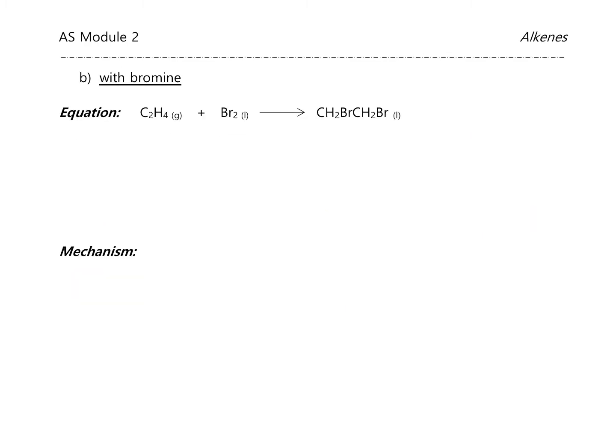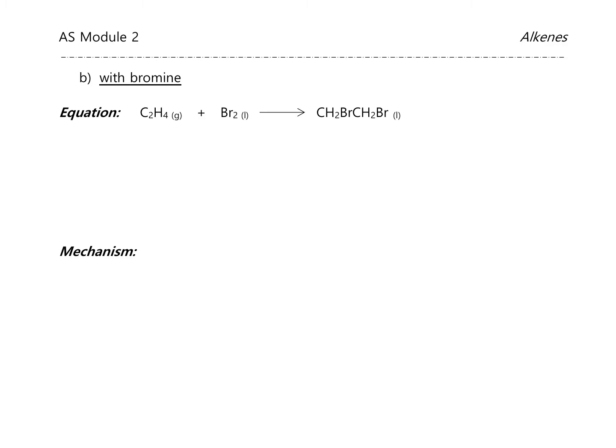Let's now look at another example of this reaction, the electrophilic addition, again of ethene but this time with bromine. So rather than hydrogen bromide with bromine. So the 4 reactions that are mentioned of this type on your specification are with chlorine, bromine, hydrogen bromide and hydrogen chloride. So we've looked at hydrogen bromide. Let's now look at bromine.